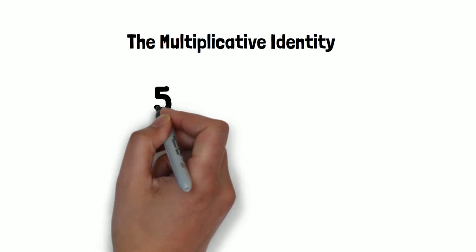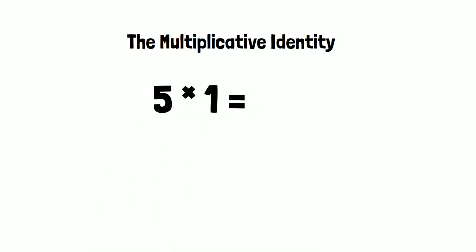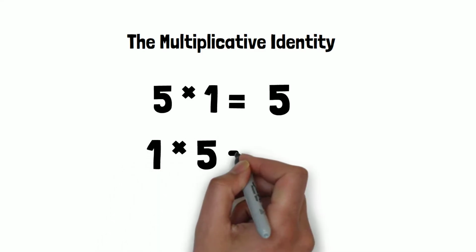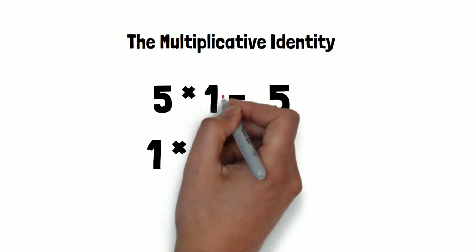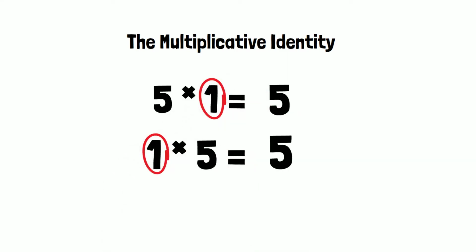Let's use an example to demonstrate this. If you multiply 5 by 1, what answer do you find? Of course, 5, the original number. And what do you find if you multiply 1 by 5? Again, this is also 5. Therefore, the multiplicative identity is 1. So, the original number multiplied by the multiplicative identity equals the original number. And the multiplicative identity multiplied by the original number also equals the original number.